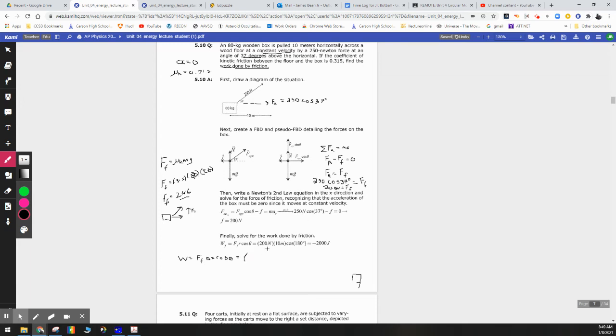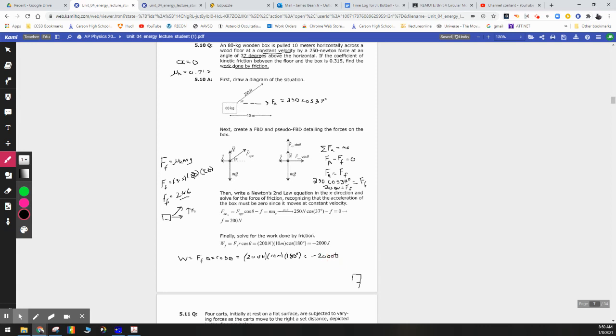So we look at it. We have here 200 newtons, work done by friction. And delta x is going to be what? It's 10 meters, right? 10 meters here. Now, if it's work done by you, this would be cosine of 0. It's work done by friction, so it's 180 degrees. So multiply this all out and we get negative 2,000 joules.